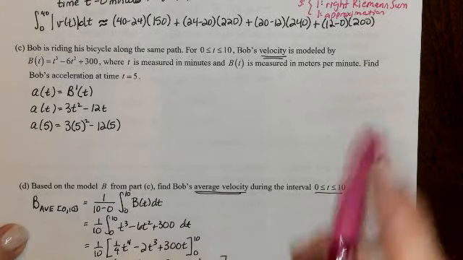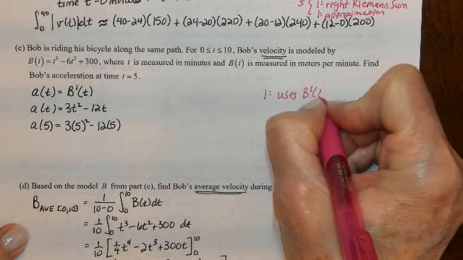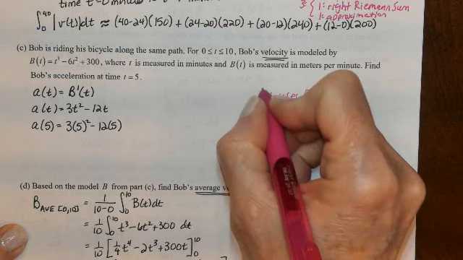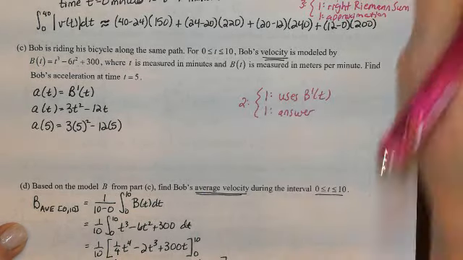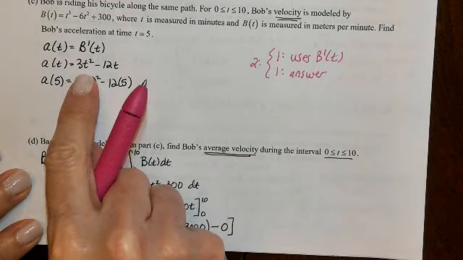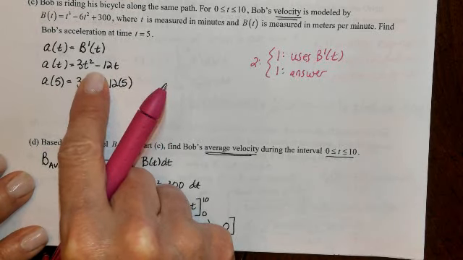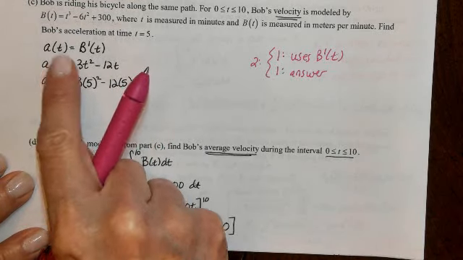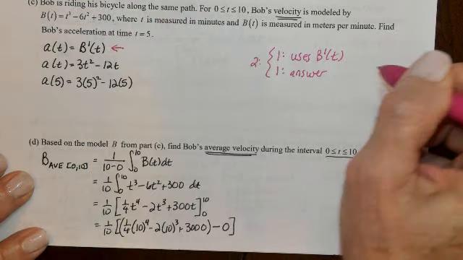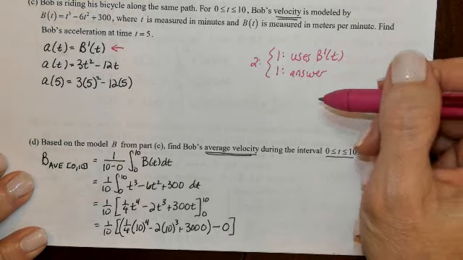Part C, it was worth 2 points. 1 point for uses b prime of t, and 1 point for the answer. All I can say is show all of your work. Show where you get things from. Don't just stick 3t squared minus 12t. You have to say what is that? Where did that come from? How do you know that's A? Well, you know it's A because of what I wrote up here. So this step was important for this problem. You're communicating that you know the process, not just the answer.